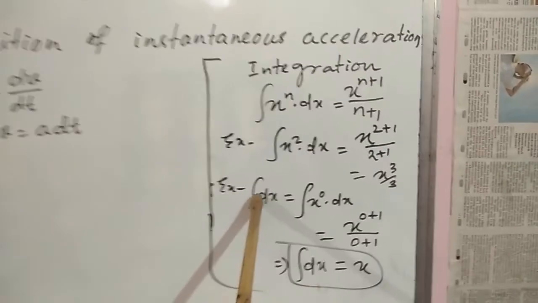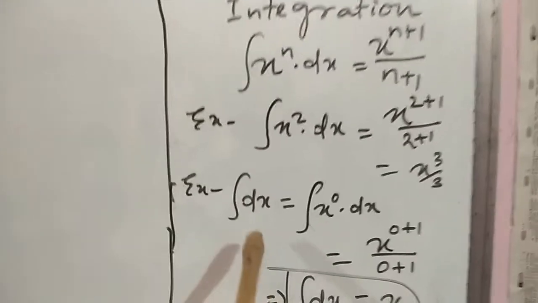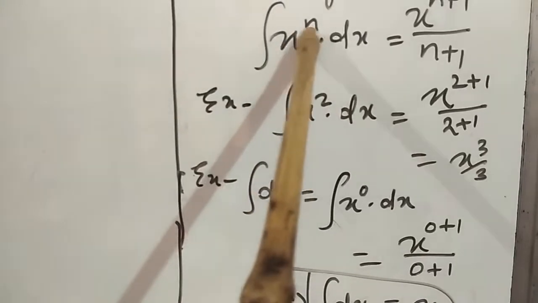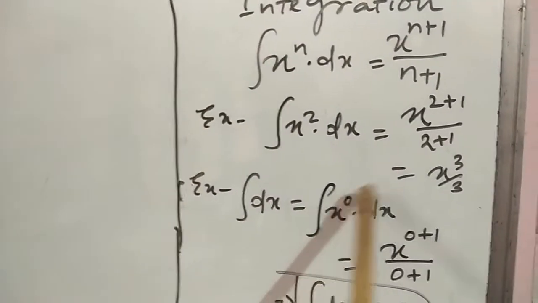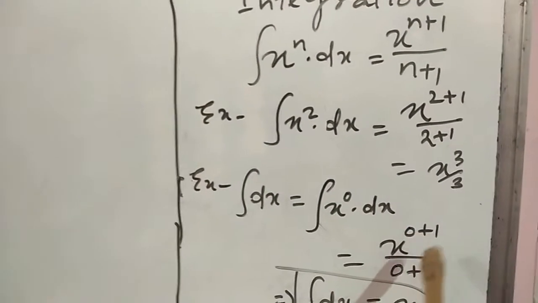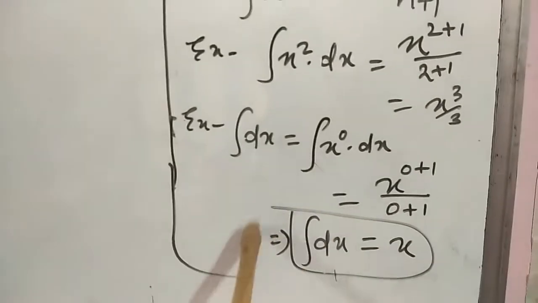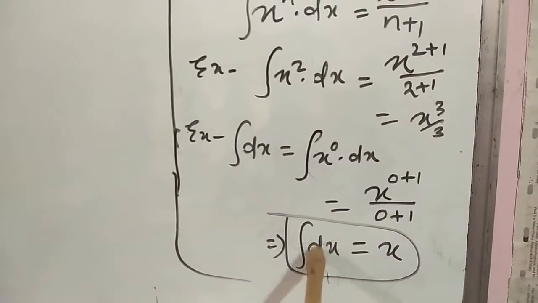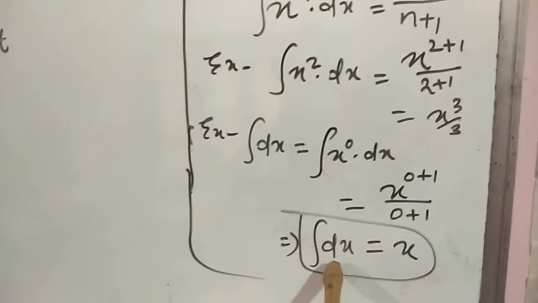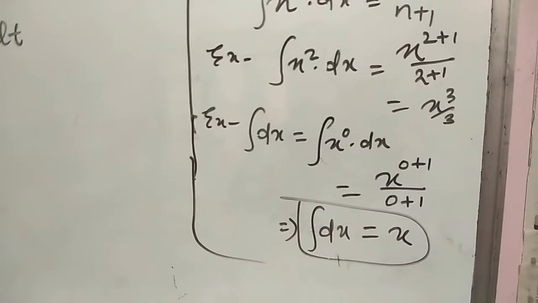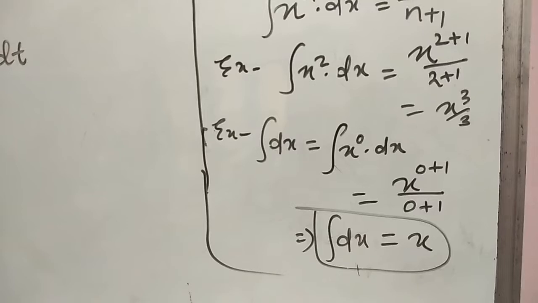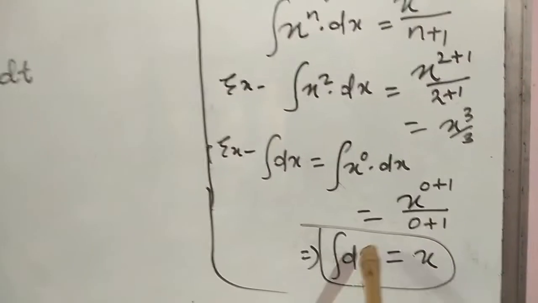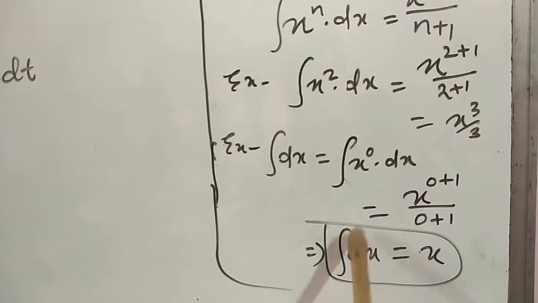Similarly, take another example, integration of dx. Here we have to convert it into the form of x to the power n, so x to the power 0 dx. So x to the power 0 plus 1 by 0 plus 1, that is, integration of dx equals x. Clear? Now if integration of dx is x, what does dx mean? dx means a very little variation in x, and x means the total variation in x. From dx we can find x by integrating it.